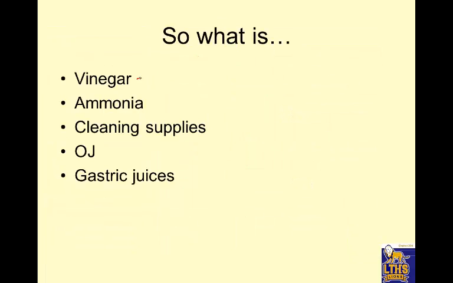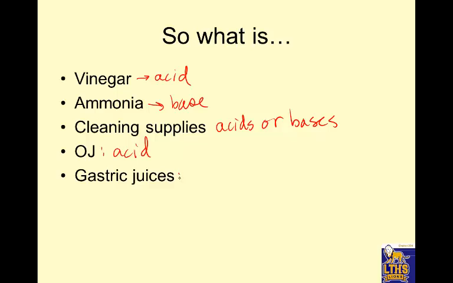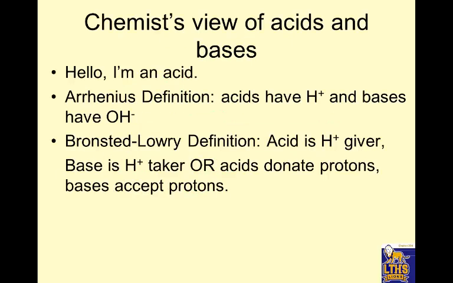So let's talk about vinegar. Vinegar is an acid. Ammonia, you may have heard of ammonia. Ammonia is a base. Some cleaning supplies are acids or bases, and both can be used as cleaning supplies. Like soap is a base, but the stuff for a toilet bowl cleaner is an acid. OJ, orange juice, is an acid. It's acidic, and gastric juices are acidic. So those are places you find acids and bases in your house, and stuff you drink.